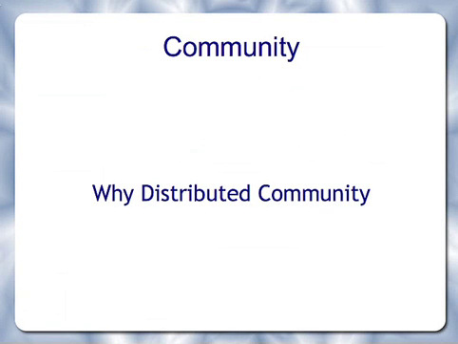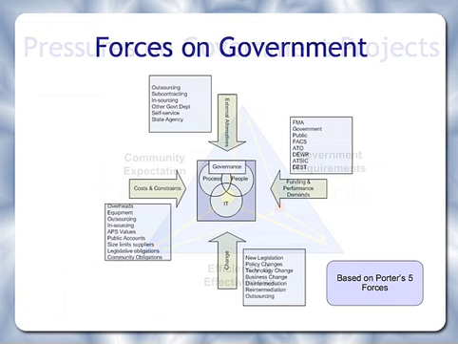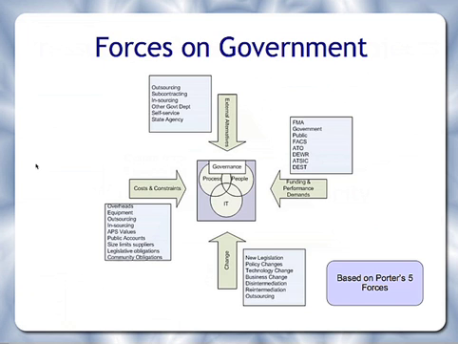Okay, let's have a quick look at the theory behind distributed communities before we get down to the practical. Government projects have a lot of pressures. There are the government requirements, there's the efficiency and effectiveness of a project, and community expectation, and these all pull projects in different ways. One of the things that we have to control very carefully.